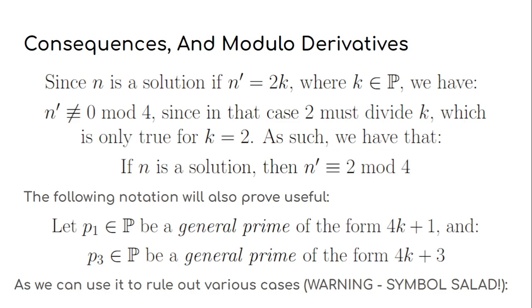So we're going to let P1 be a general prime of the form 4k plus 1. That means P1 isn't a specific prime number, it just represents any prime of that form. Similarly, we're going to let P3 be a general prime of the form 4k plus 3. Just as a warning, the next slide is a bit of a mess symbolically, but I'll try and walk you through it as best as I can.